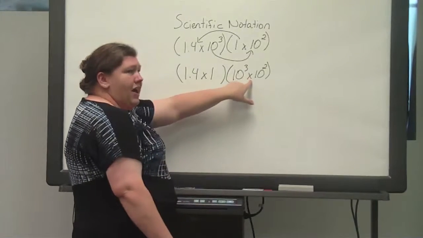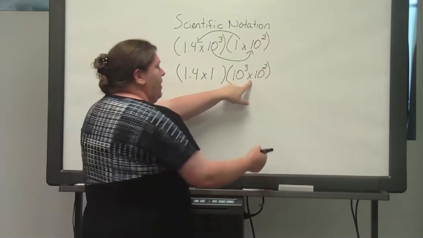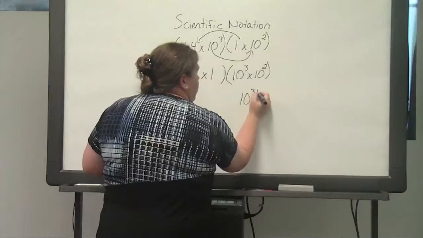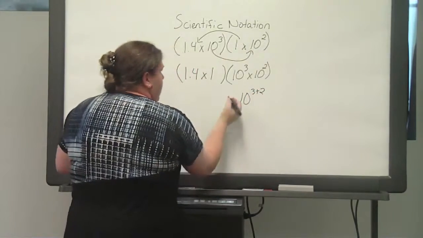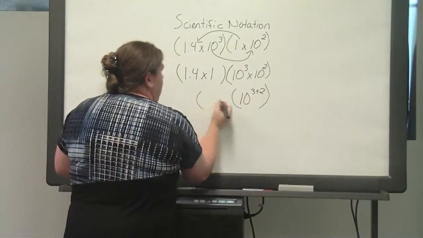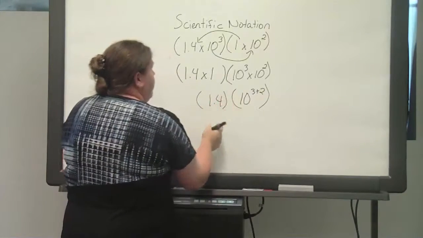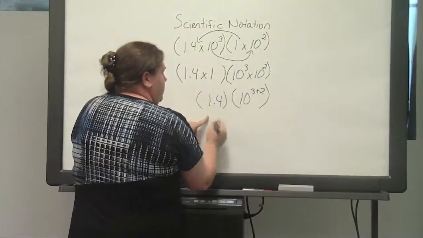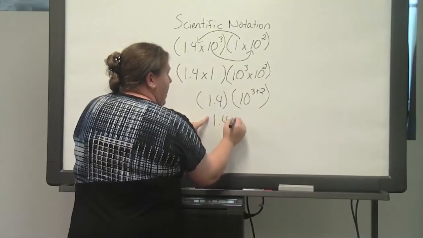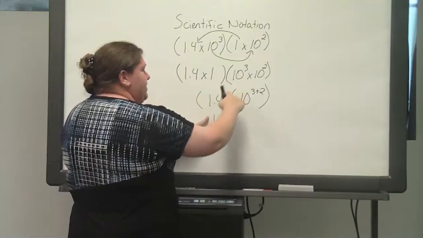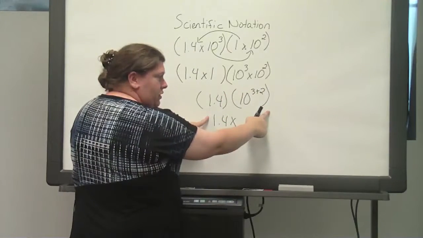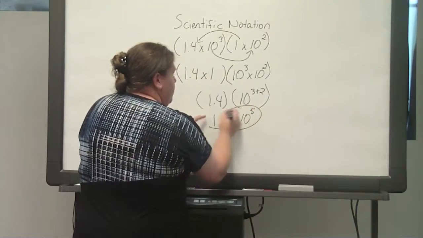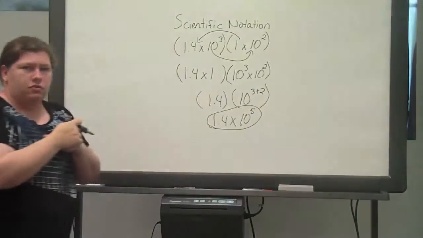All right, from here you can actually solve using the property of the exponents, because it's separated by a multiplication symbol. So that lets us know that we add 10 to the 3 plus 2. And then we multiply 1.4 times 1. What you have left is 1.4 times, because remember, two parentheses side by side means multiplication, 10 to the 5th. And there is your new scientific notation answer.